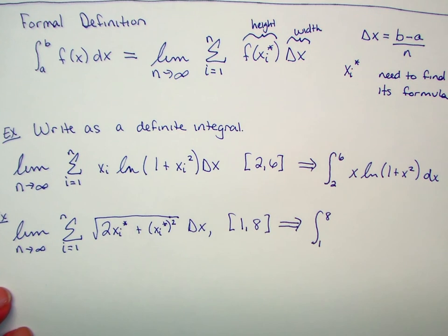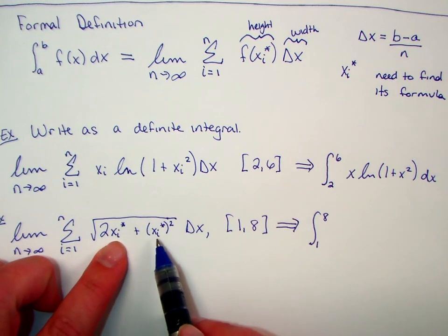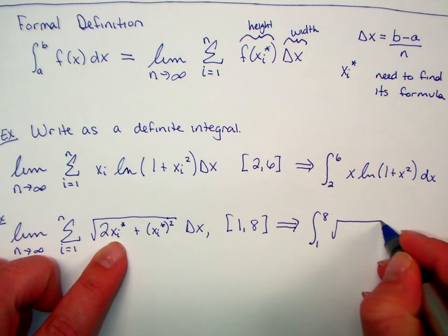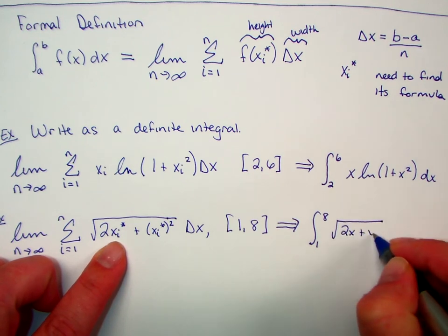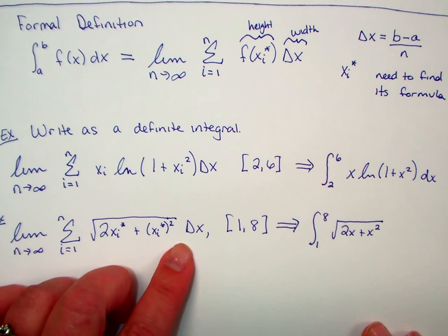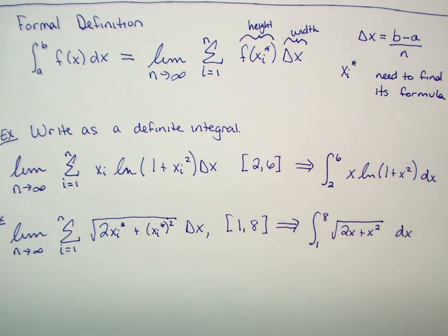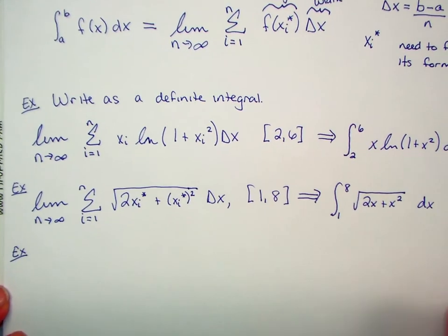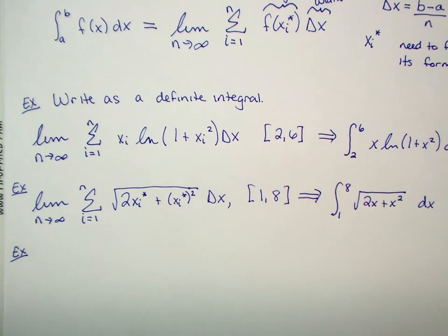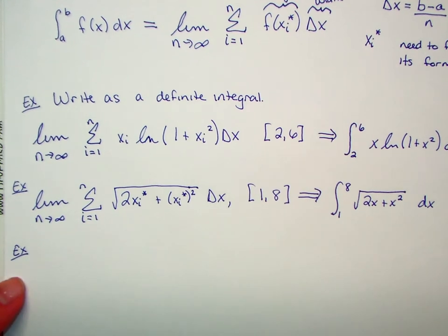And now what's the function, right? The function is: take the x sub i stars out and just put x in there. So the integrand would then be the square root of 2x plus x squared, right? And delta x becomes dx, right? Fairly simple here. So this one, last example of this type, it's not going to give us an interval here. So we're going to have to figure out what the upper and lower limits are.